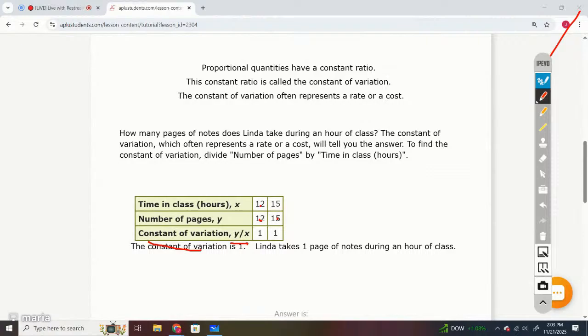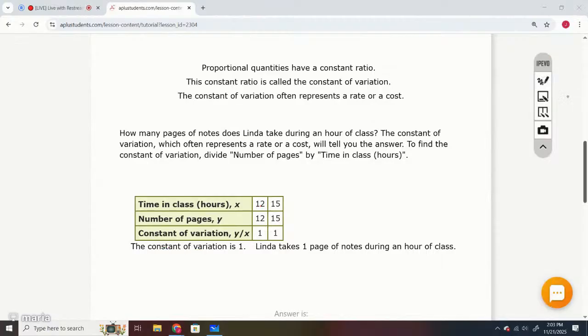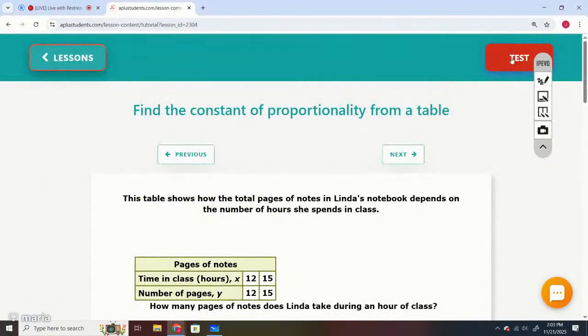So let me start with the test questions, then that would be easier to understand. Let's start with the test questions.